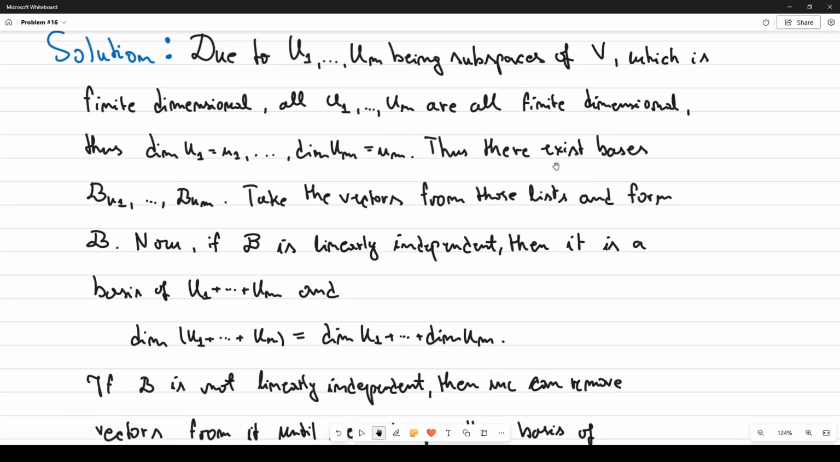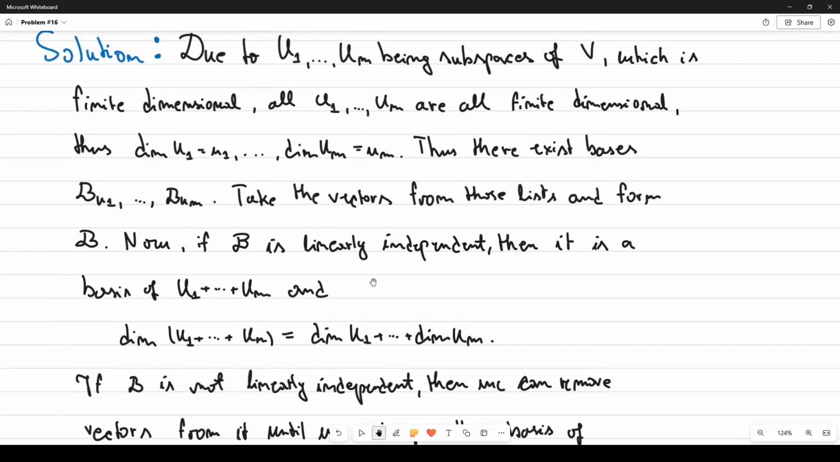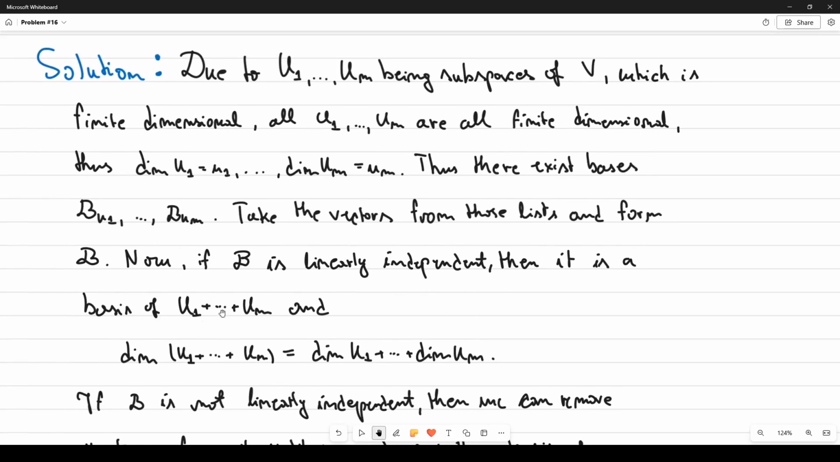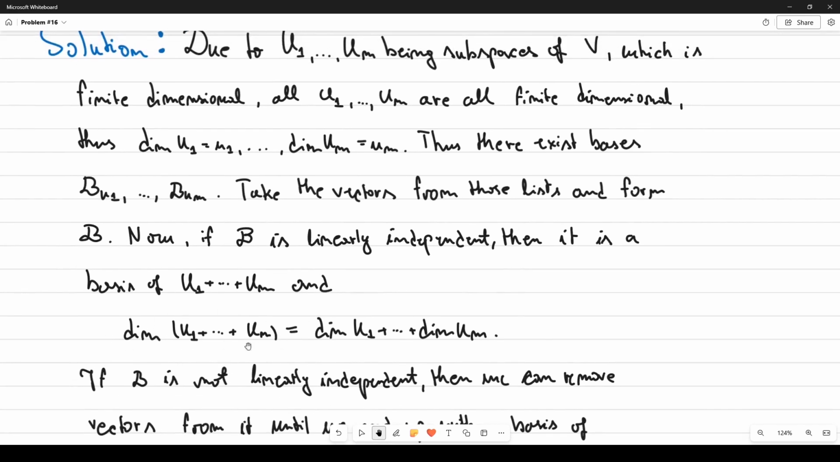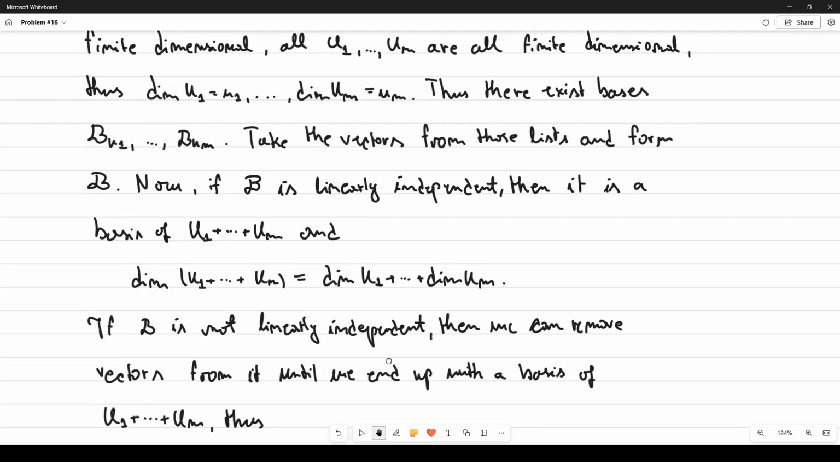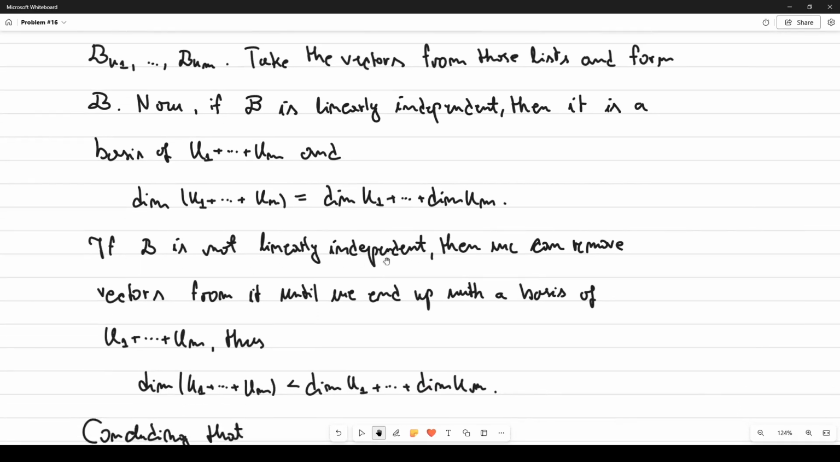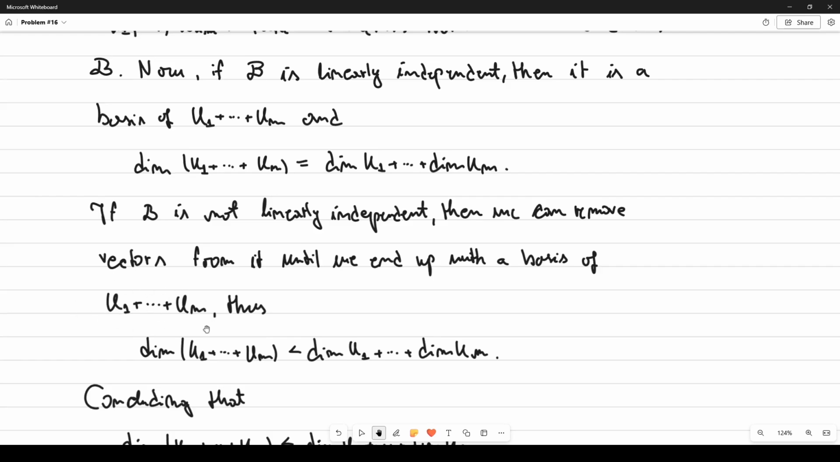Thus, there exist bases B of U1 all the way to B of UM. And now take the vectors from those lists and form a new list B. Now, if B is linearly independent, then it is a basis of the sum of all of those subspaces. And the dimension of that sum is equal to the sum of all of their dimensions separately. Now, if B is not linearly independent, then we can remove vectors from it until we end up with a basis of the sum of subspaces.